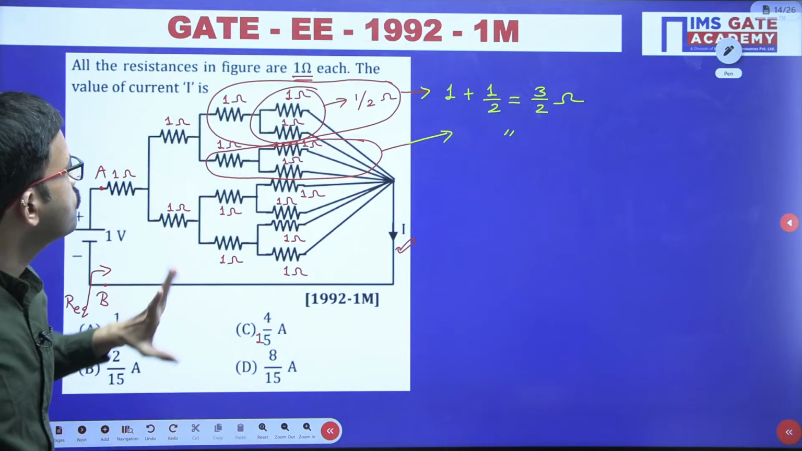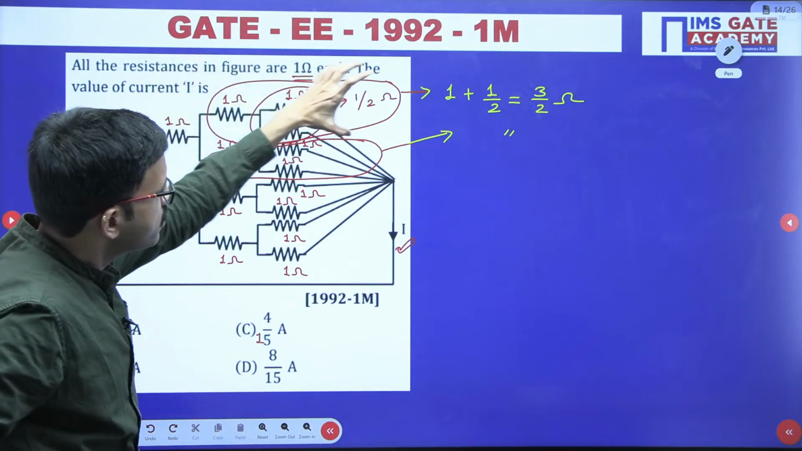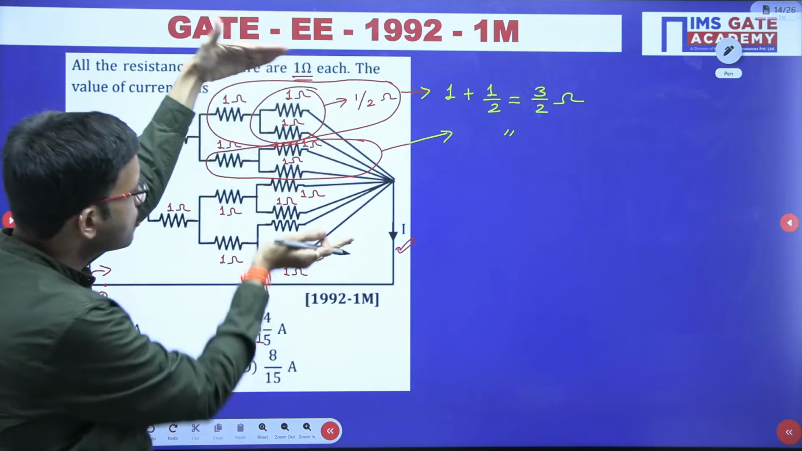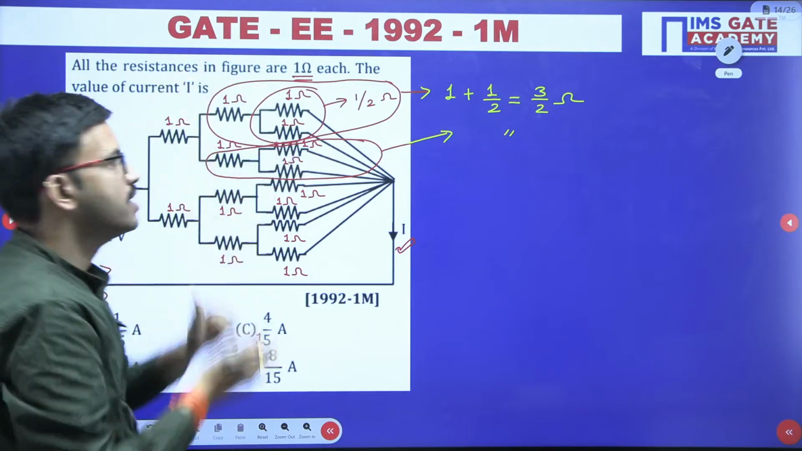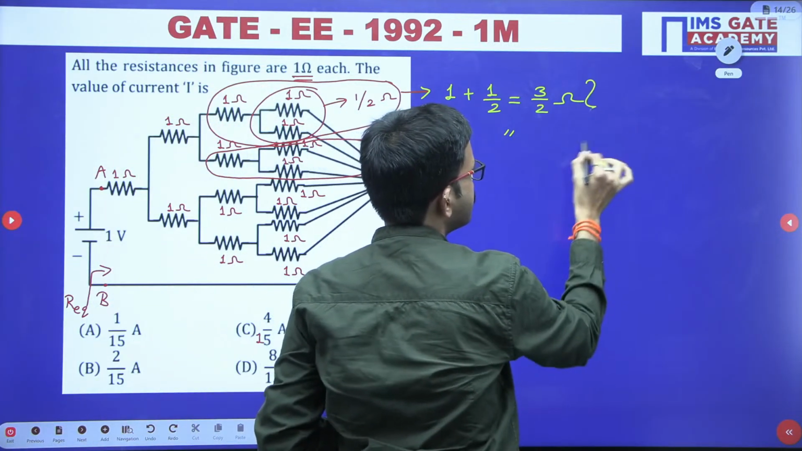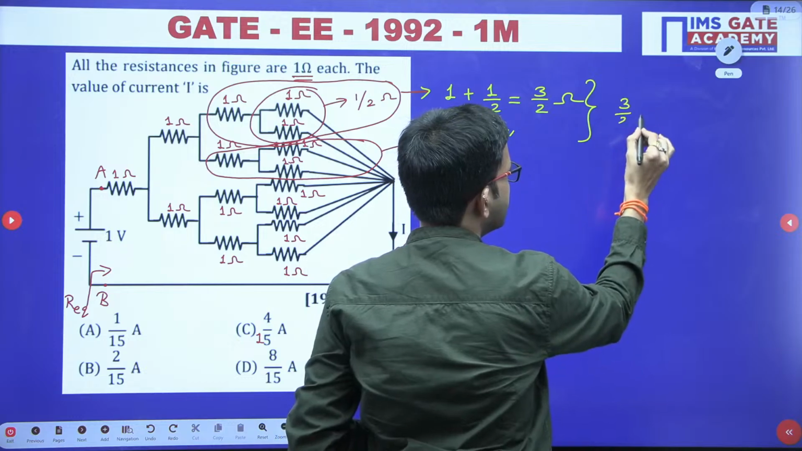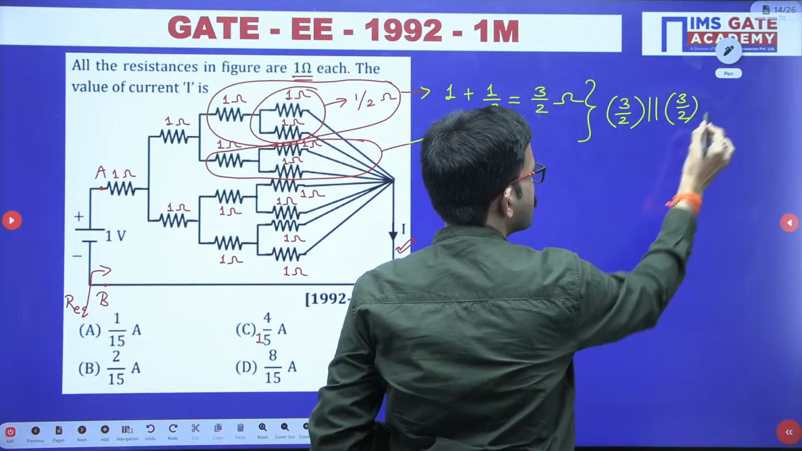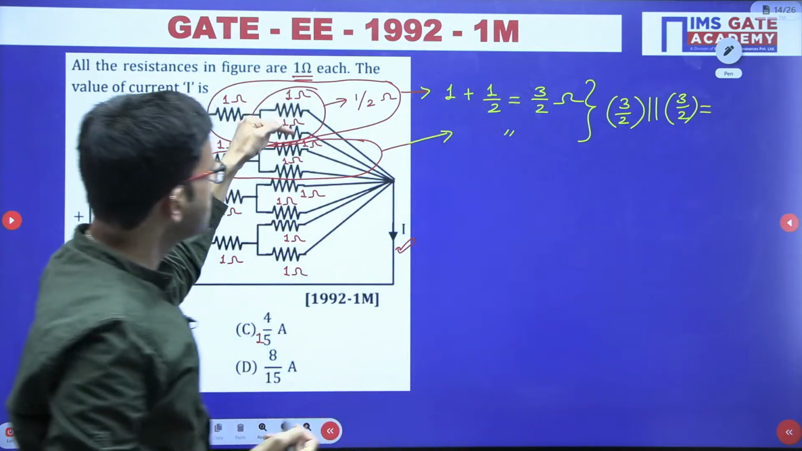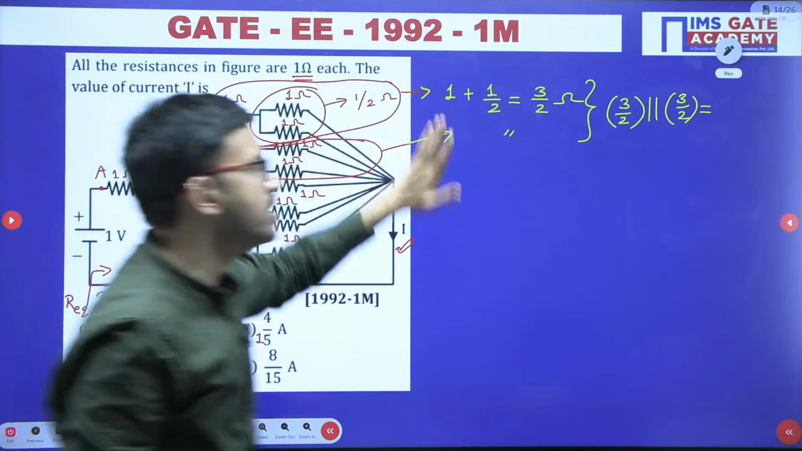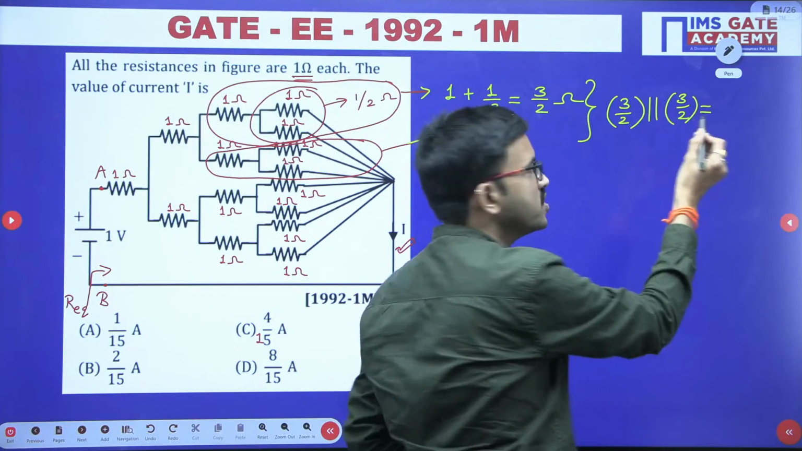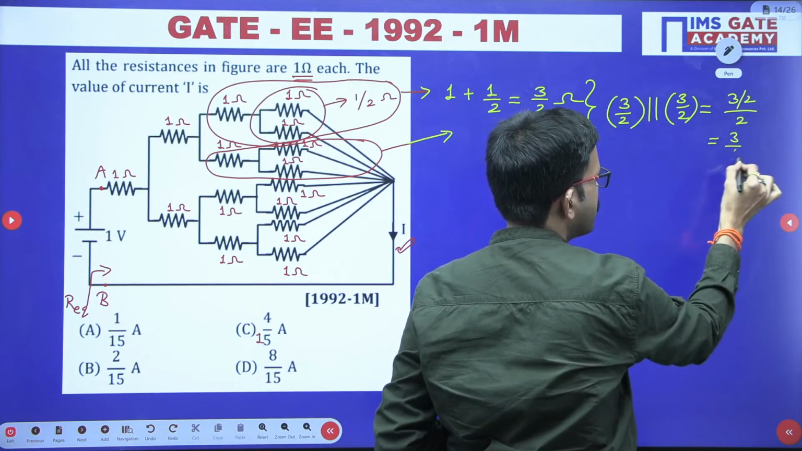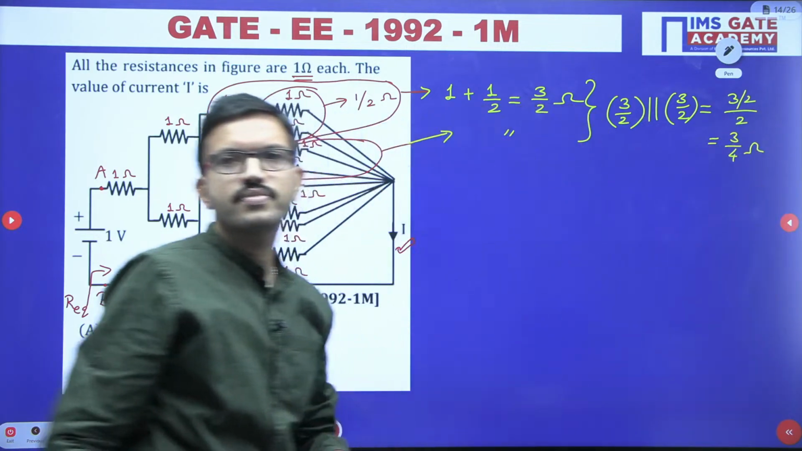Now if you carefully observe, here you are having one resistor 3 by 2 ohm, and here another resistor 3 by 2 ohm. Now these two are connected in parallel. So we can write 3 by 2 ohm in parallel to 3 by 2 ohm. Just like 1 parallel to 1 is 1 by 2, in a similar way 3 by 2 parallel to 3 by 2 is 3 by 2 divided by 2. From here you are getting 3 by 4 ohm. I hope it is clear.